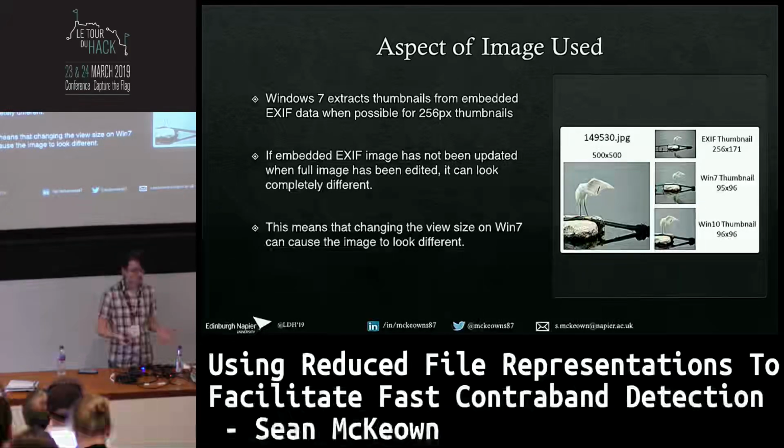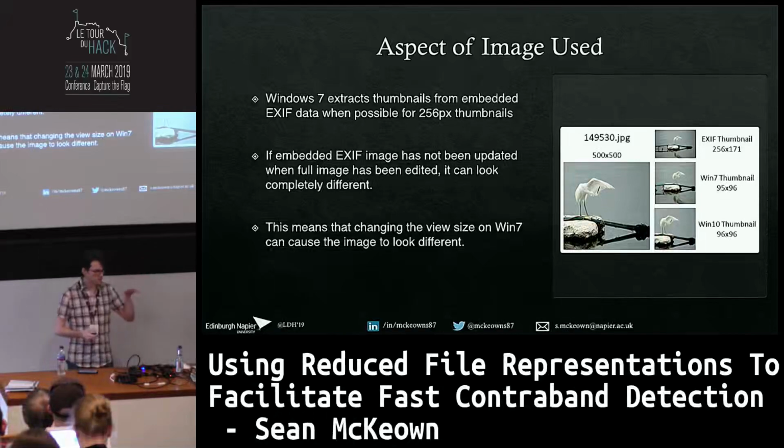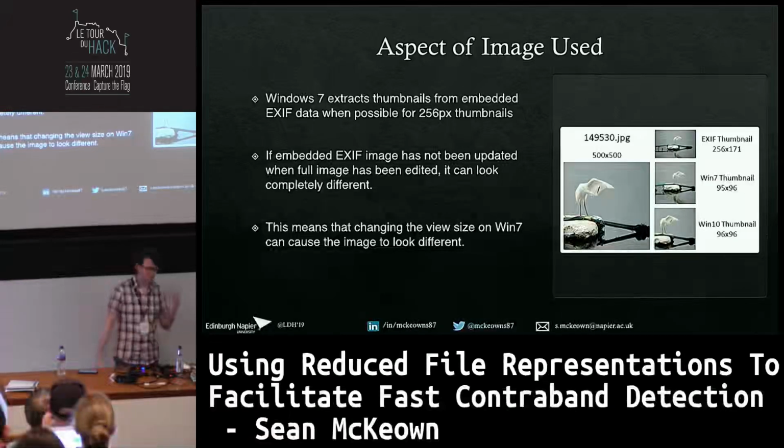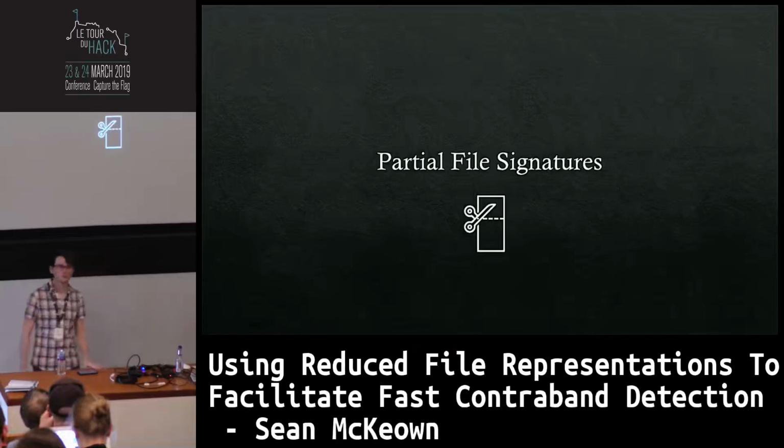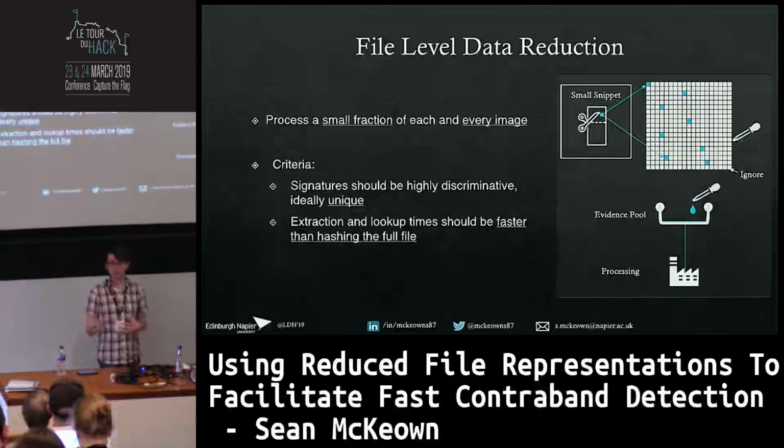So this can happen, and oddly, if it happens on Windows 7 and you're switching between the small, the medium, and the large thumbnail previews, you see different things, which is just stupid. So, yeah, another reason the hashes are just going to be different. But that isn't really the thing I want to talk about, and I'm blasting through lots of time talking about not the main thing. So, partial file signatures is really what I want to get at.